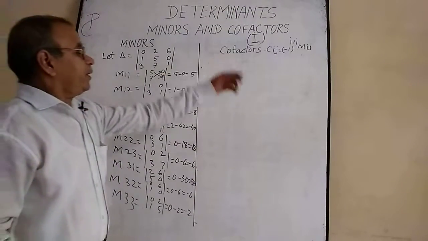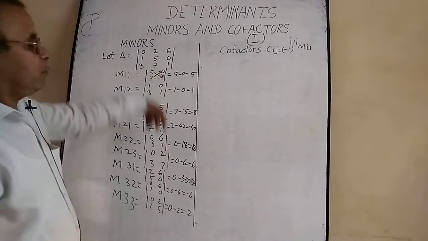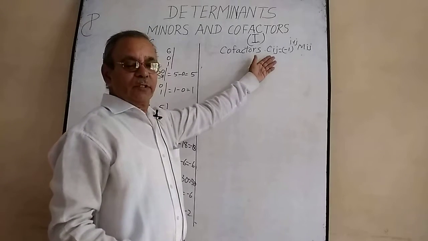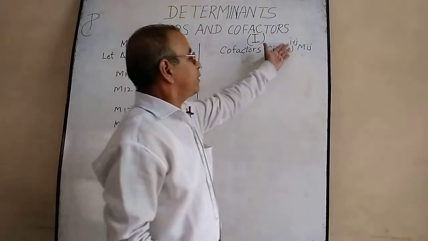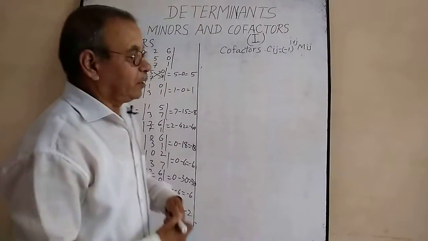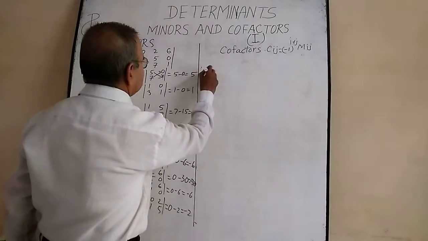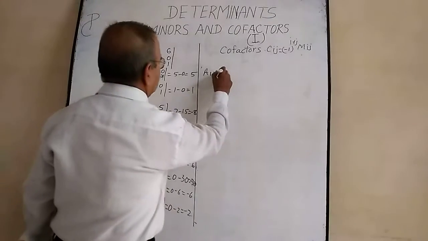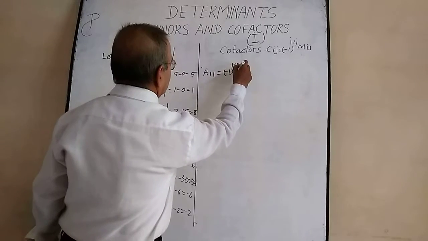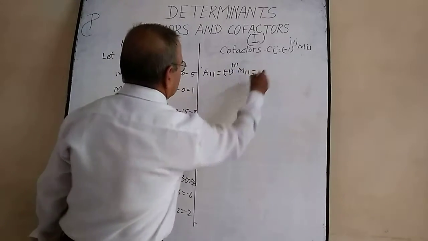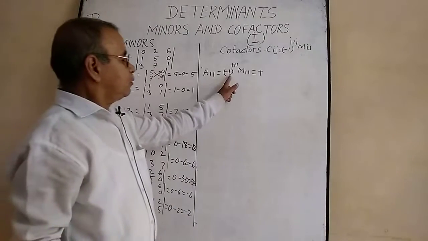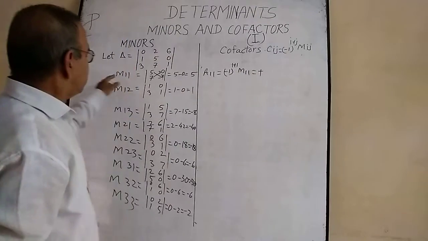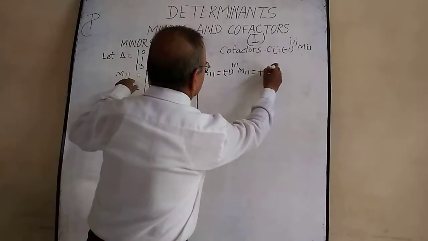Now we find the cofactors of these 3 rows and 3 columns. It's very simple. Just like the previous case, the same rule is applicable: Cij is equal to minus 1 to the power i plus j, times Mij. So here we write the cofactor A11, which is equal to minus 1 to the power 1 plus 1 times M11, and that is plus, because I already told you when the power of minus 1 is even, then it is plus. The value of M11 is 5.